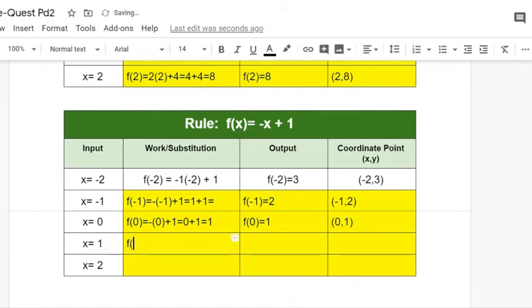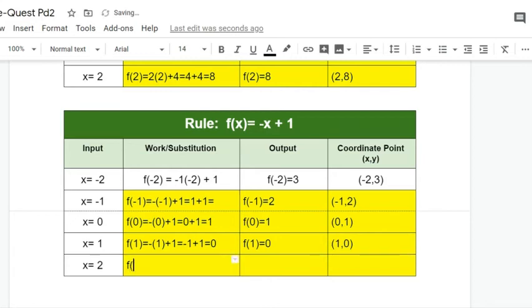Next one, f of 1 equals negative, open parentheses 1. I'm going to take out that extra comma there, I'm sorry. Plus 1 equals, now a negative 1 times a 1 is a negative 1. And then we add that 1, it's actually going to equal 0. We cancel it out. I have 1 negative and I had 1 positive, cancels out, equals 0. So that means f of 1 equals 0, which means my point is 1, 0.